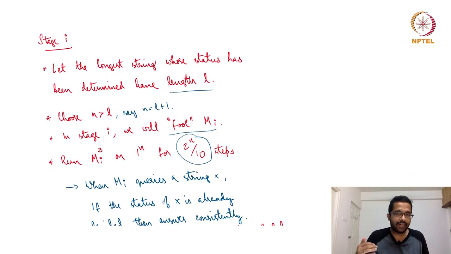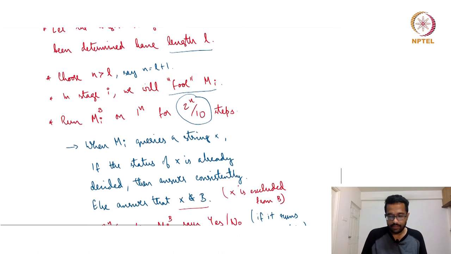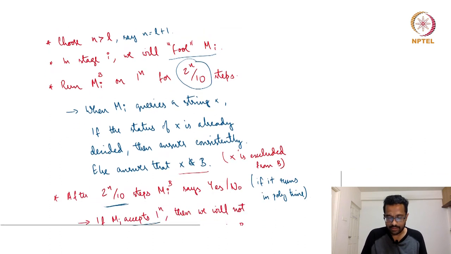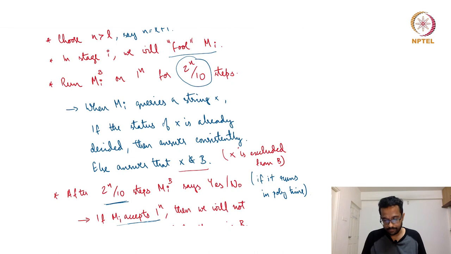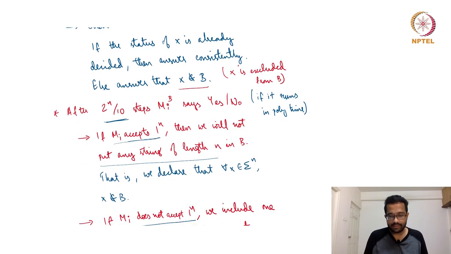So at stage i, we make sure to fool M_i, right? So let L be the longest string whose status has been determined, and we choose n to be bigger than L, meaning for all strings of length n, the status is not determined. And we run M_i^B for 2^n/10 steps, which is bigger than any polynomial, right? If the status is not decided, then we answer no. And if M_i is a polynomial time machine, then it will certainly say yes or no, and we will make sure that the answer is incorrect.